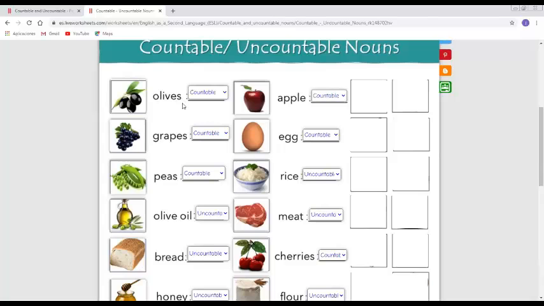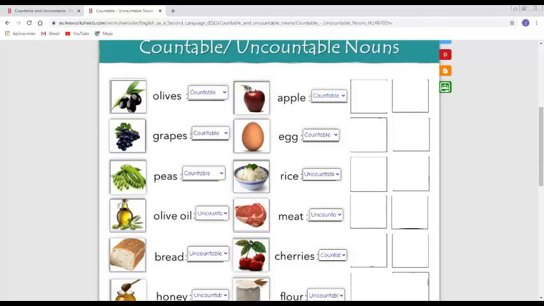Now, let's make an example. Olives. Olives, plural. What do you have to use? There is or there are? Remember, for plural, you have to use there are. Okay? There are some olives. There are some olives.